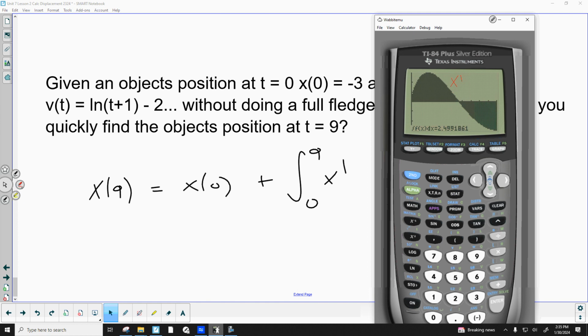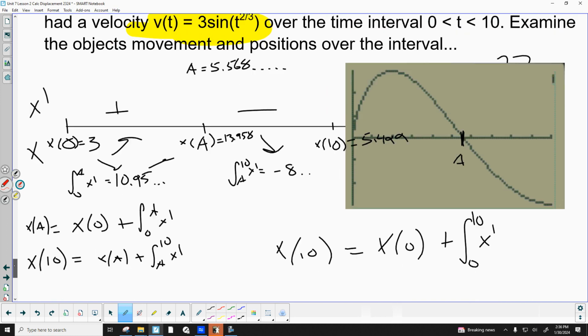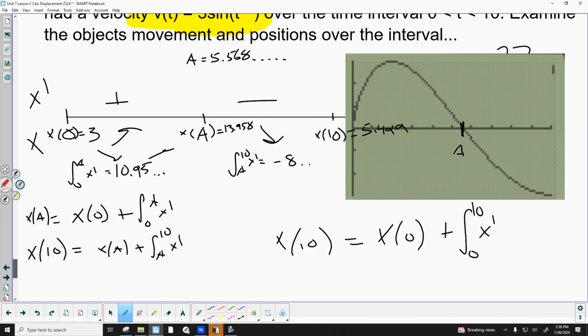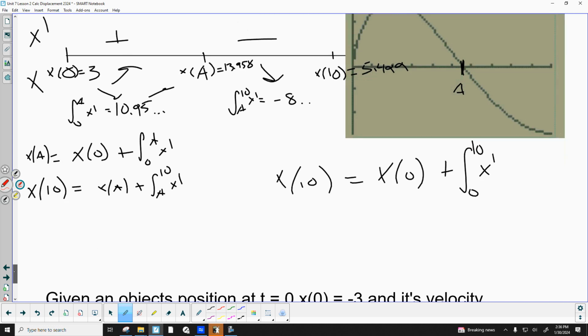There's going to be more positive area here than there is negative area here, which means I go to the right more than I go to the left. All in, I end up 2.5 to the right of where I started. So full-fledged sign analysis helps, but not necessarily always needed. Understanding how much we increase and decrease and where we change signs is going to be super helpful in the future when we're talking about maxes and mins. So great.